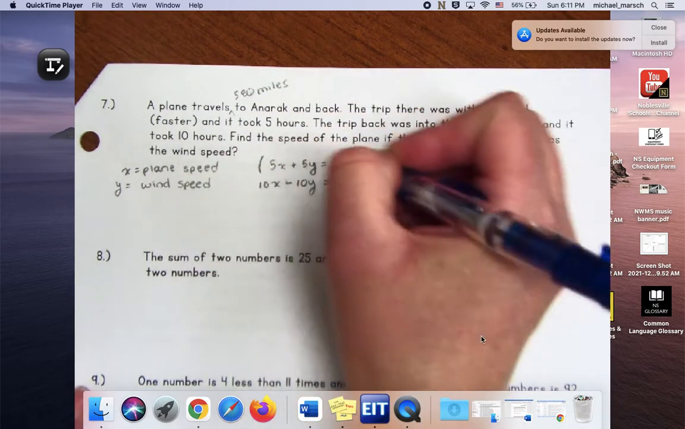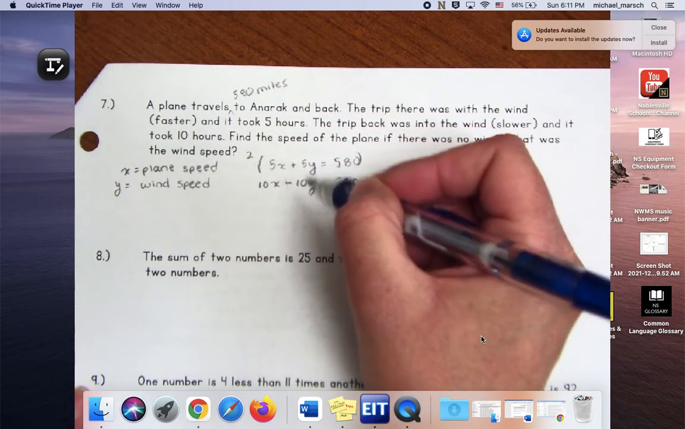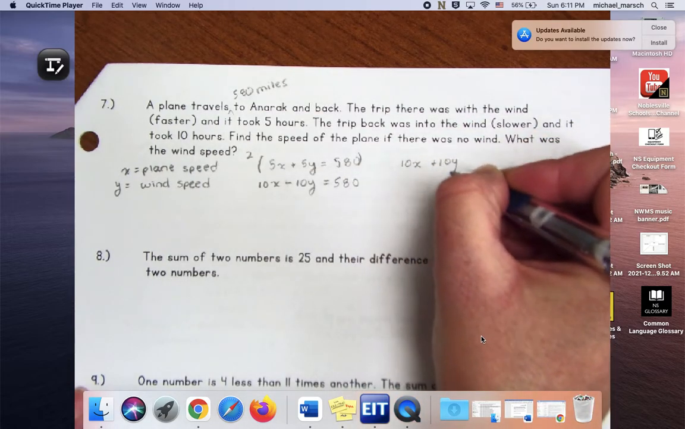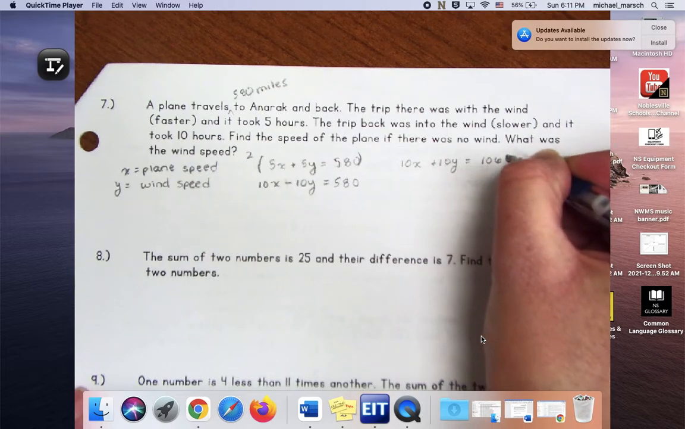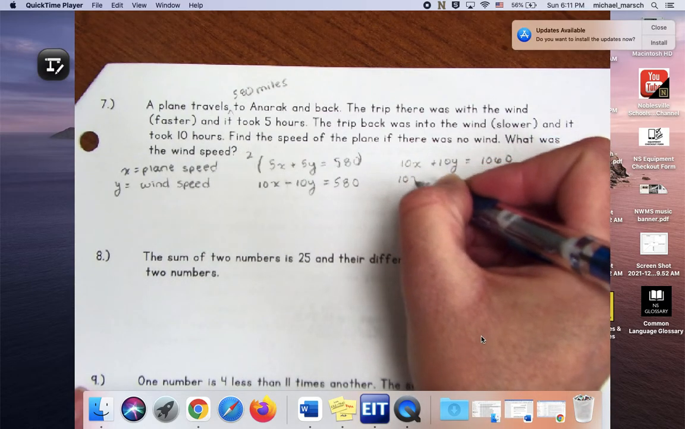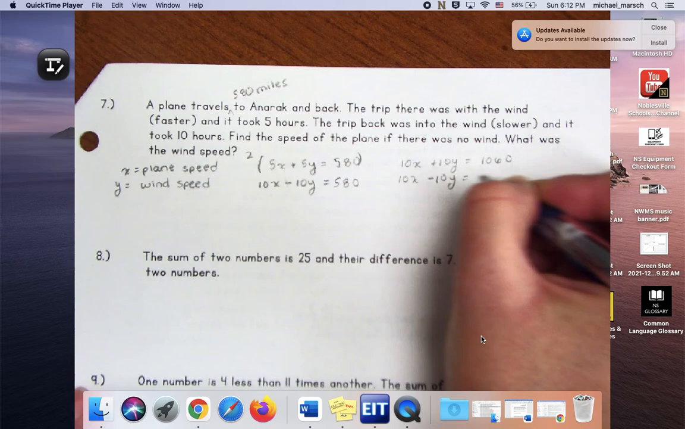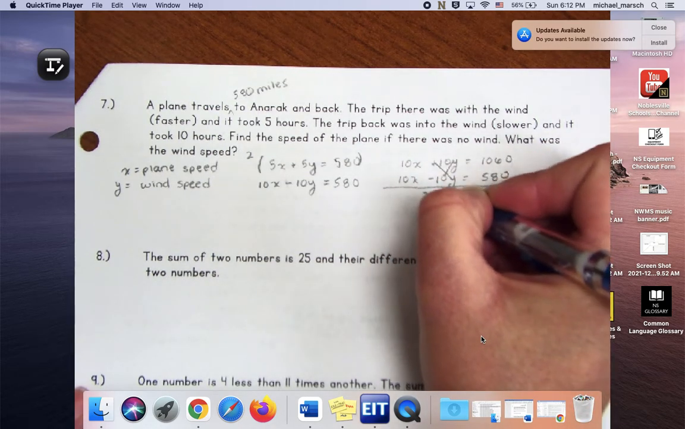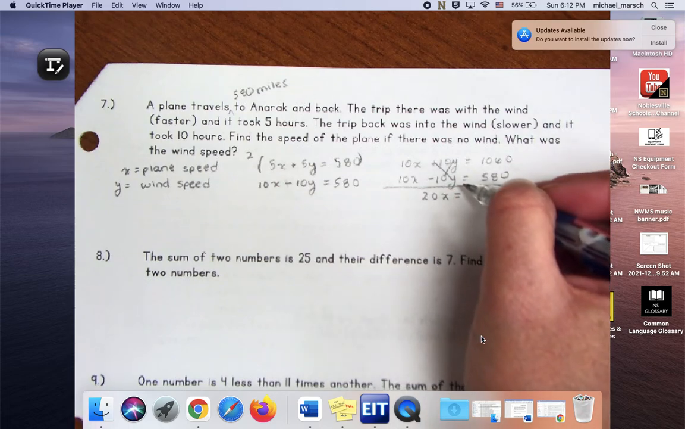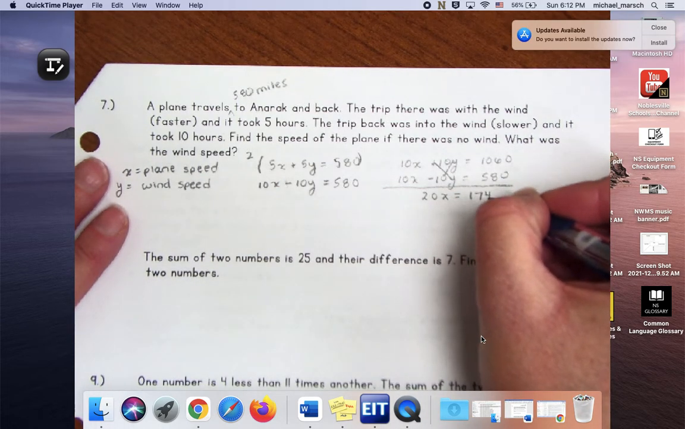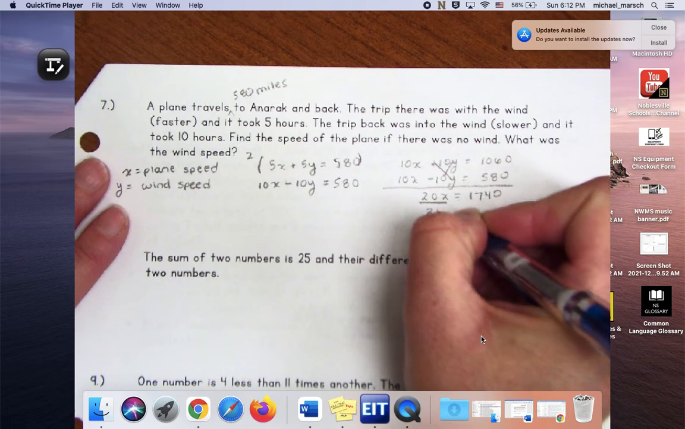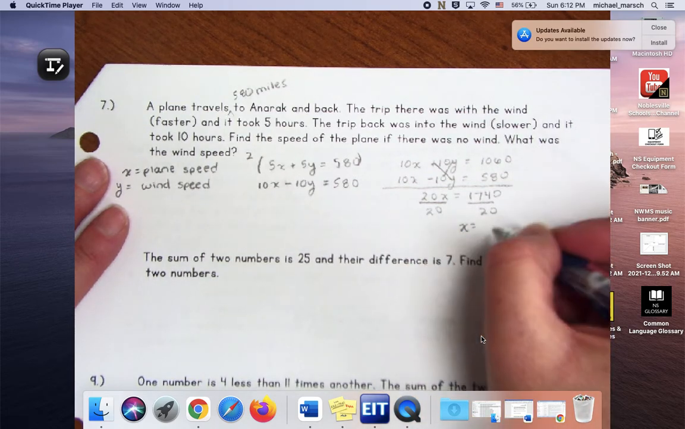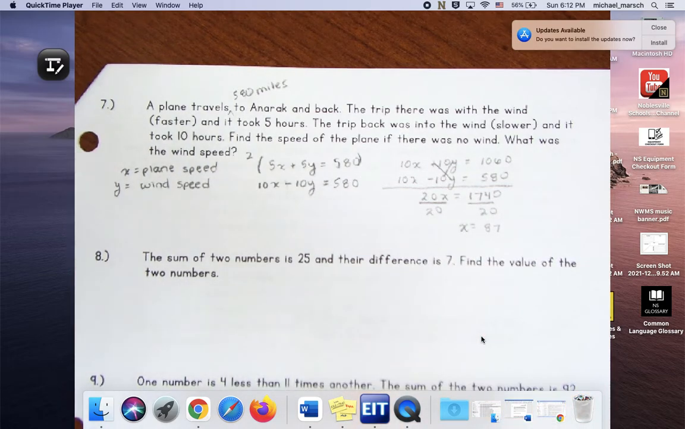So this one's pretty easy. I'm going to multiply this by 2. That will cancel out my y's. So I'm going to get 10x plus 10y equals 1060. And then I'm just going to have my 10x minus 10y equals 580. These cancel out, so I have 20x equals 1740. Divide by 20 on both sides. X equals 87.